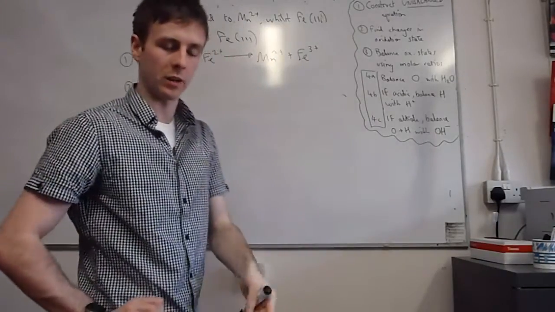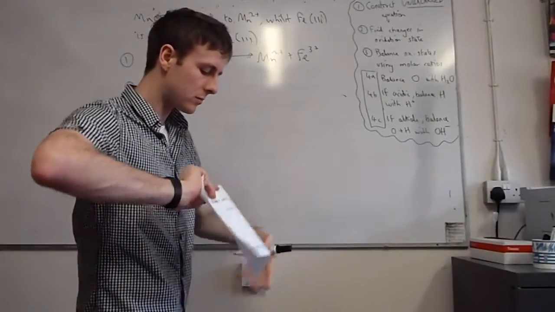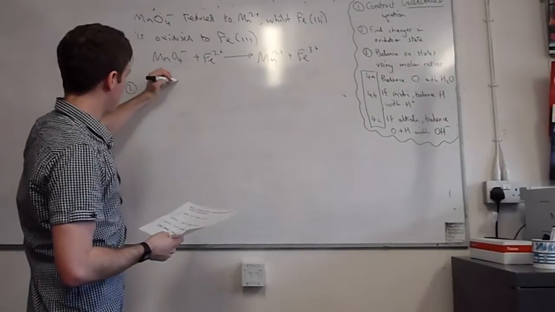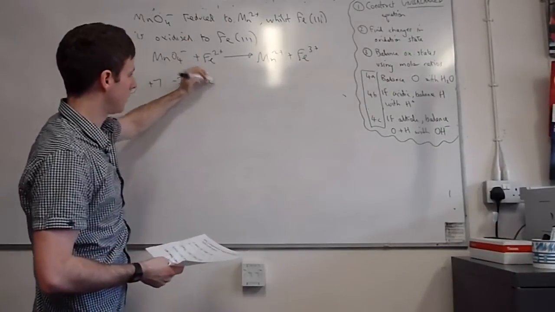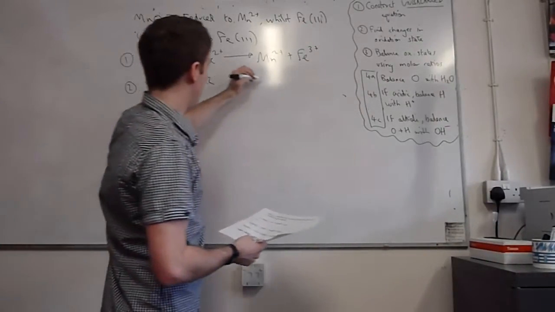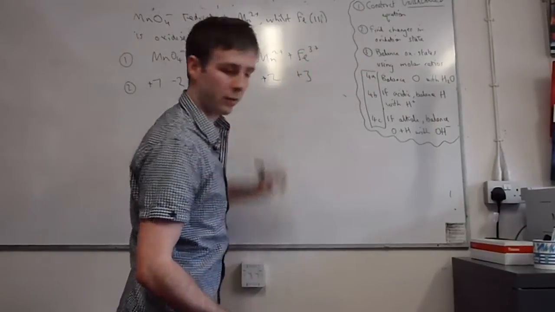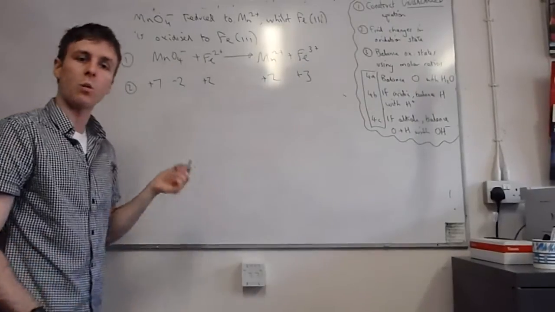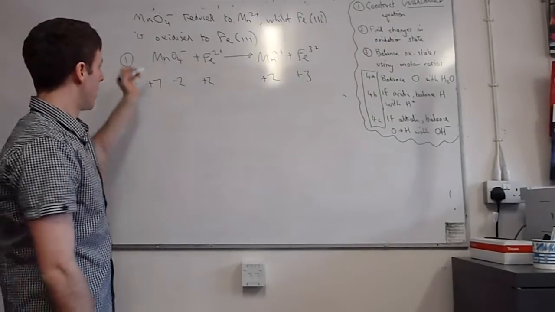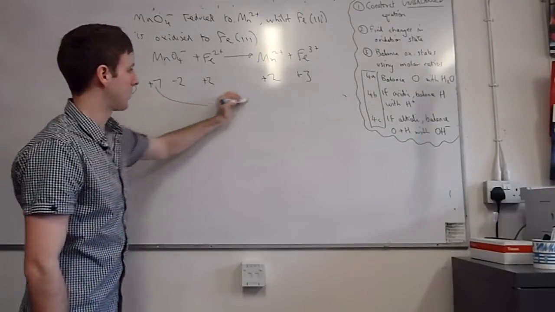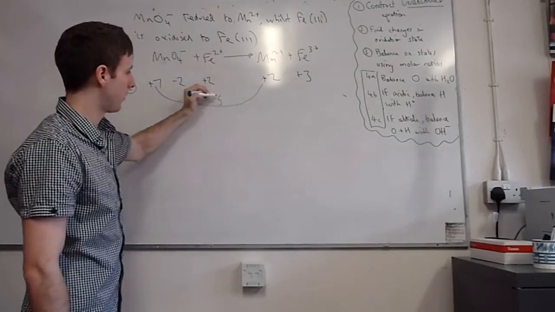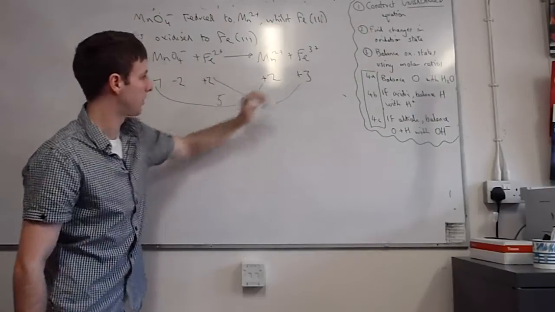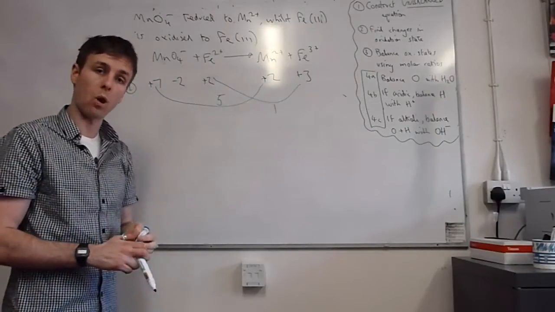I then, step 2, need to do all of my oxidation numbers. Now, just to speed it up, I'm going to cheat and use my sheet here. What you'll end up with is Mn is plus 7, oxygens minus 2, obviously that's plus 2, because you've got a charge of plus 2, again plus 2 and plus 3. So that's all my oxidation numbers. Let's look at what's been oxidized and what's been reduced. Well, my manganese has gone from plus 7 to plus 2, so that's a difference of 5, and my iron has gone from plus 2 to plus 3, so that's a difference of 1.